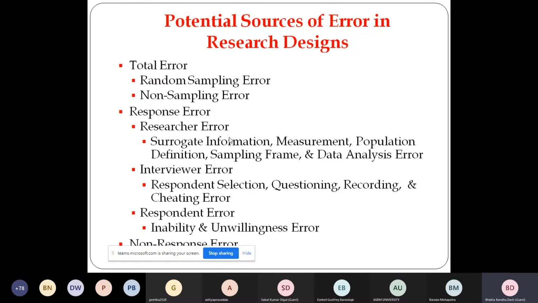Interviewer error is there. Respondent selection, questioning, recording, cheating, these are all errors. As an interviewer, you are collecting information, but you commit many interviewer errors. What are the interviewer errors? Suppose I use some persons, I will tell you an interviewer error.